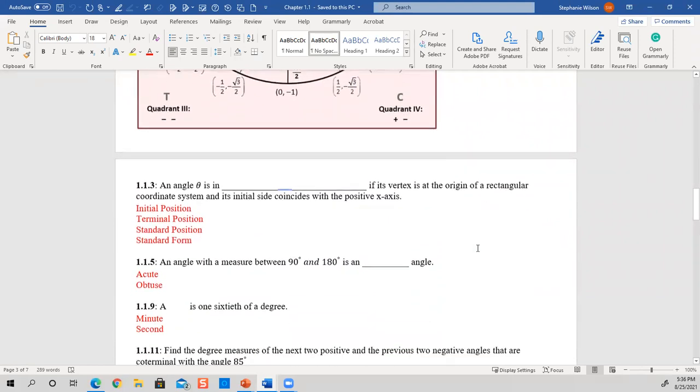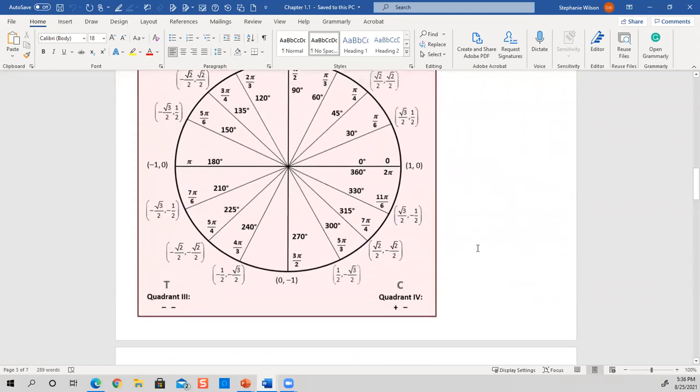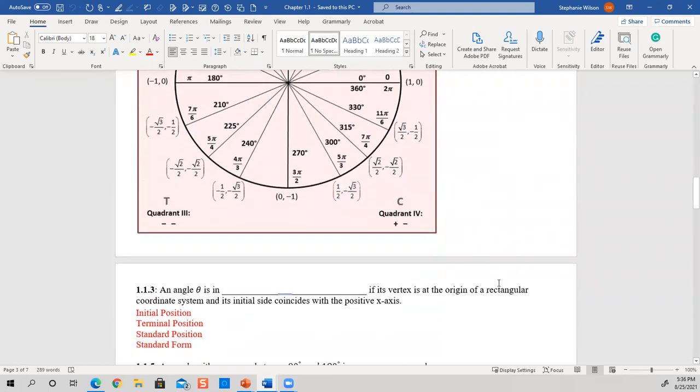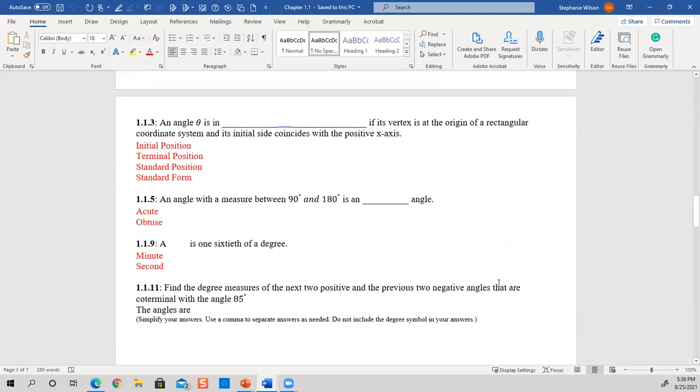Is that available to print? Yes, all this will be available to print. Cool. And I'm going to do the unit circle separate. You're going to have the unit circle, and then you're going to have it in these notes, so you'll have more than one way to get to the unit circle.